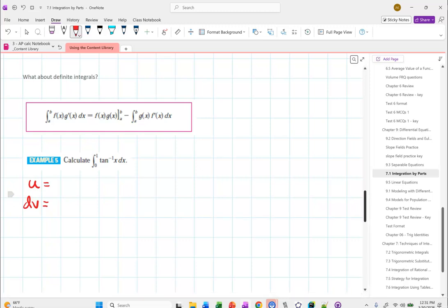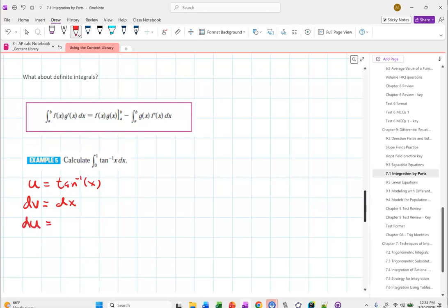Now this should be pretty obvious. What's the u and the dv for this one? What does u have to be? It's got to be tan inverse x, right? Because the dx has to go with the dv, and there's nothing left to be u unless it's that, right?